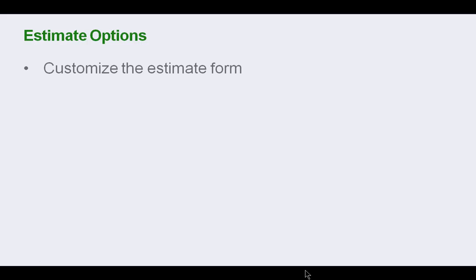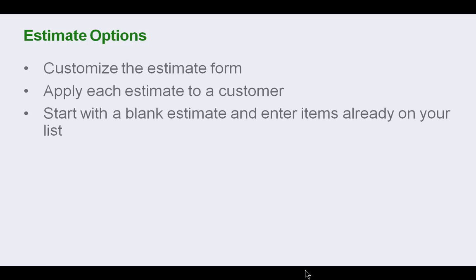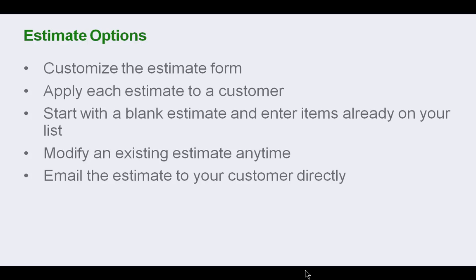In QuickBooks, you can do the following: customize the headings, fields, and columns that appear on your estimate, apply each estimate to a customer or job, or apply multiple estimates to a job, start with a blank estimate and enter items already on your items list, or enter new items as you create the estimate. Modify an existing estimate anytime and resubmit it to your customer. You can email the estimate to your customer directly from QuickBooks. And most importantly, you can turn the estimate directly into an invoice.